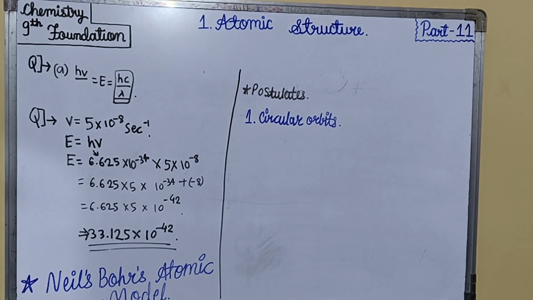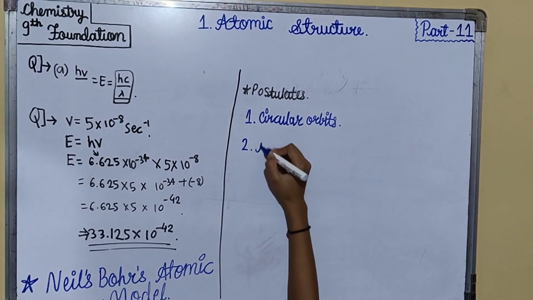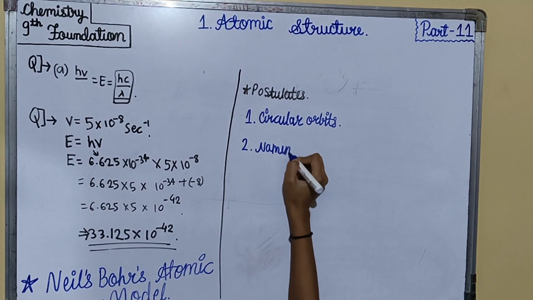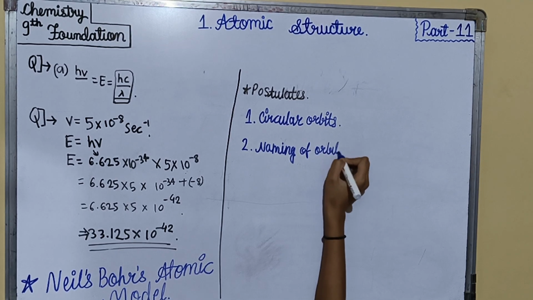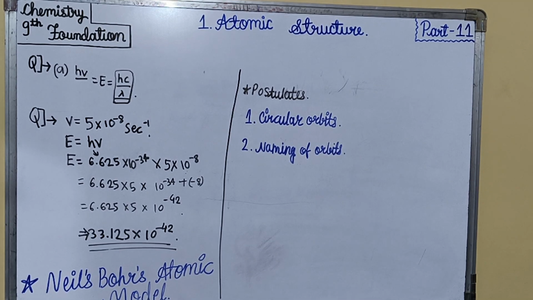Second is naming of orbits. The orbits are named as K, L, M, N for 1, 2, 3, 4 orbits respectively. The first orbit is named as K, second orbit is L, and so on.